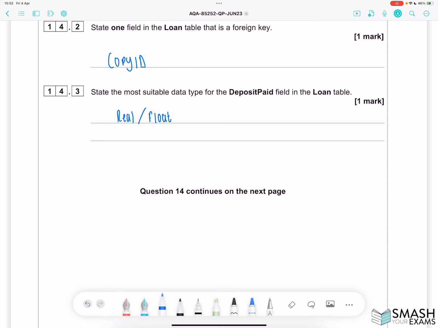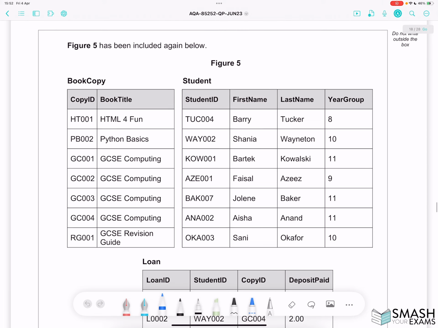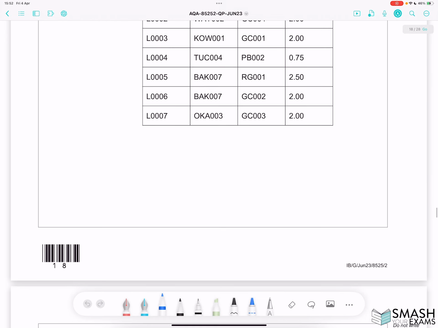Generally speaking, it would accept decimal because you can actually have that in a database. Currency is also normally one. I would stick with what you know best from your programming, which would be a float. Okay, it looks like they've repeated the table for us again, just for our convenience on the printed paper.